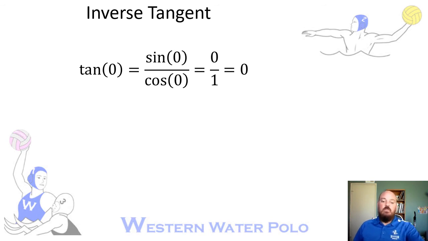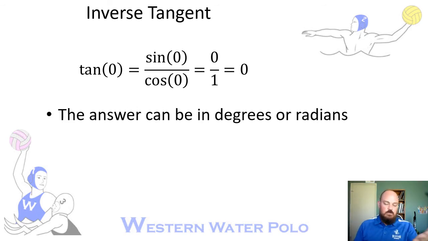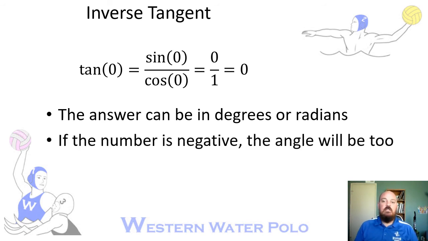And then the only other thing is I focused only on the first quadrant. First of all, the answer can be in degrees or radians for inverses. And then, if the number is negative, the angle will be negative too. So if I ask you, what is the inverse tangent of negative 1? Instead of 45, it would be negative 45. Or if I ask you, what is the inverse tangent of negative radical 3? Instead of positive pi over 3, it's negative pi over 3. So the tangents are a little tricky. You've got to be careful with those.